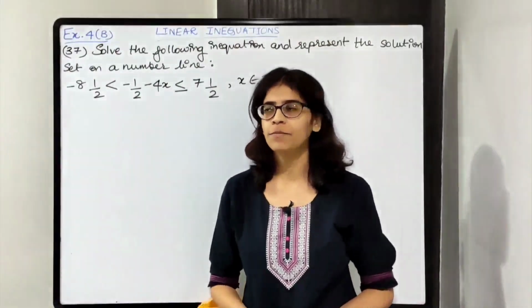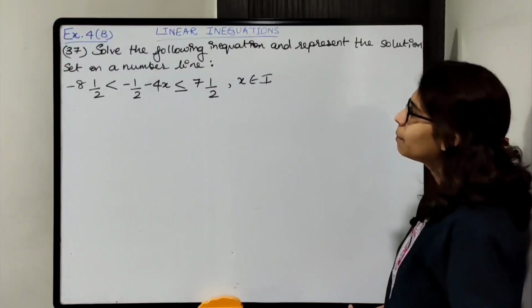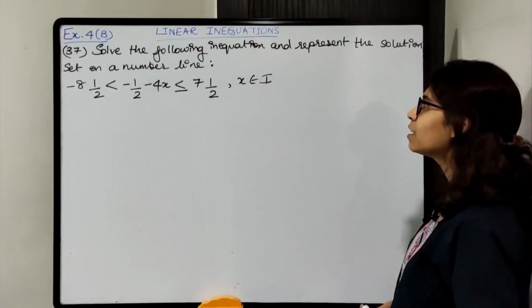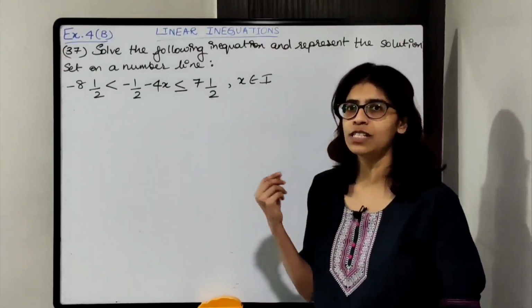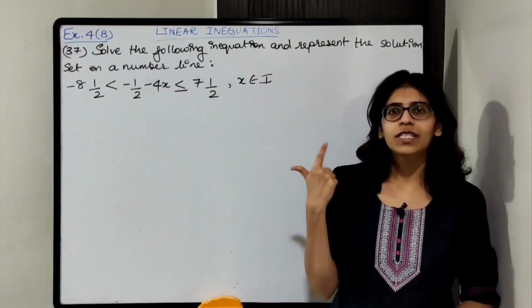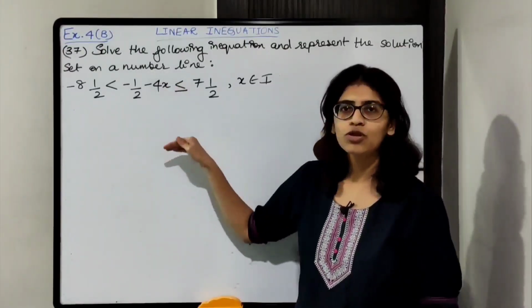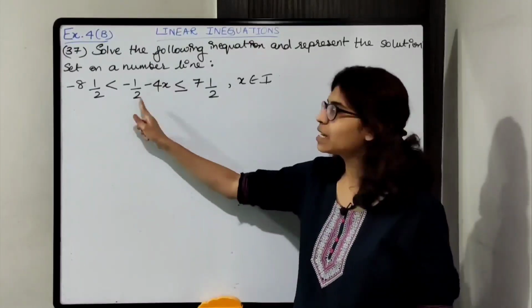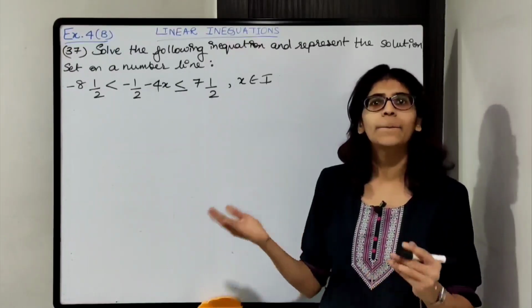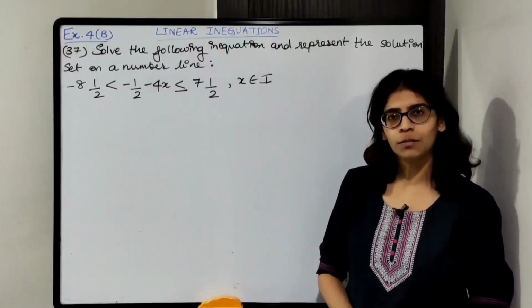Question number 37. Solve the following inequation and represent the solution set on a number line. Minus 8.5 is less than minus half minus 4x, which is less than or equal to 7.5, where x belongs to I, that is set of integers. So first thing that we have to do is solve the inequation, second find the solution set, and third is plotting on the number line. So पहले inequation solve करते हैं, okay? दो inequality signs है, so we are going to separate it, okay? First split it into two parts, and then once you get the solution, combine it, okay? And then the solution set, and then we will plot it on the number line.